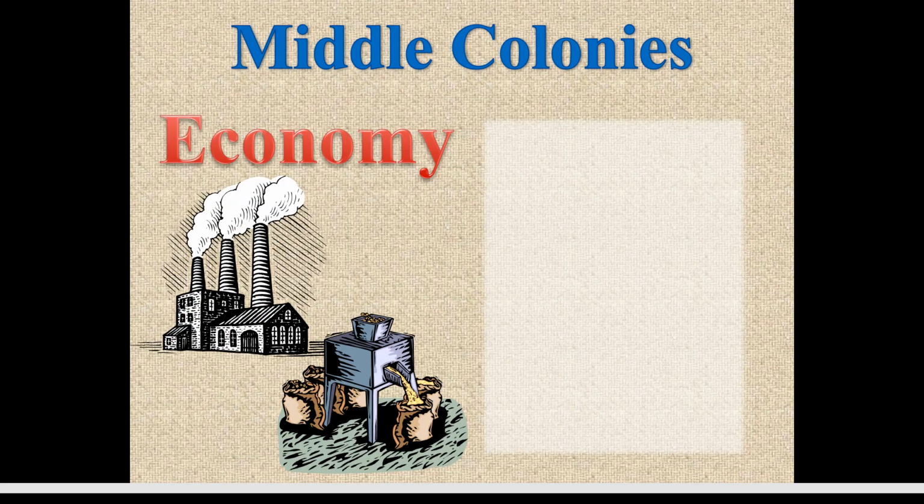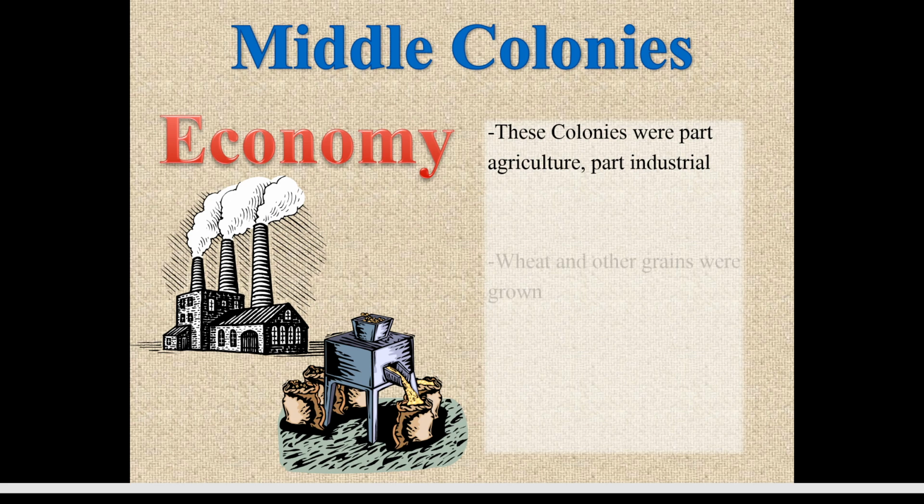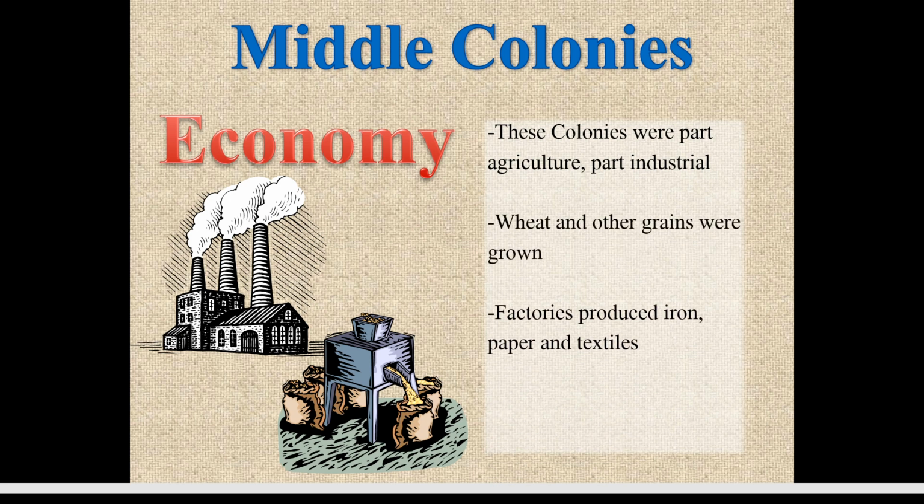So what is the economy of the middle colonies? These colonies were part agriculture and part industrial. This means they have farms and they have the industrial part, which is, of course, the iron making and the ship making, right? They grew wheat and other grains, right? Their factories produced iron, paper, and textiles, right? Trading goods with England was common.